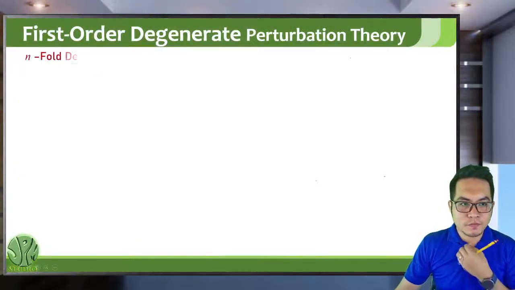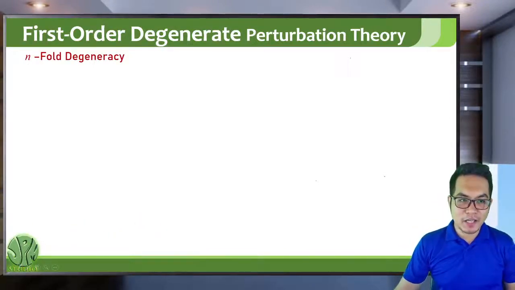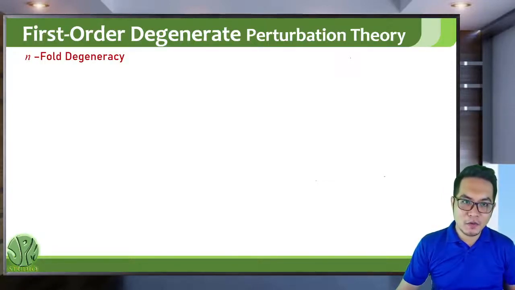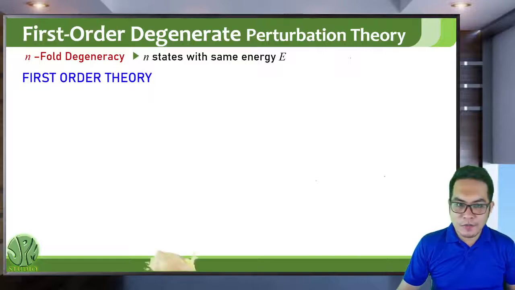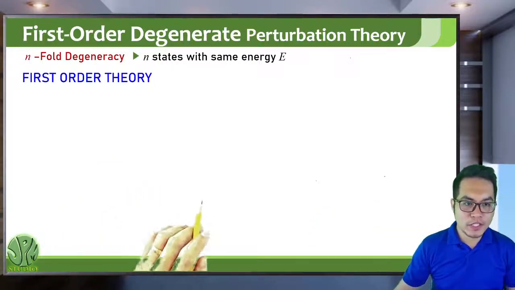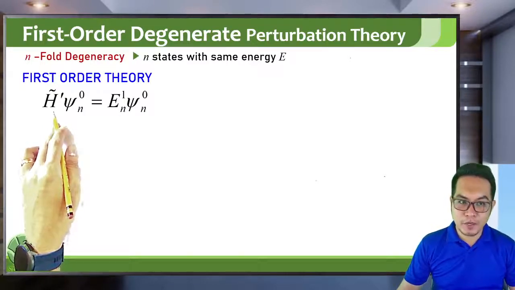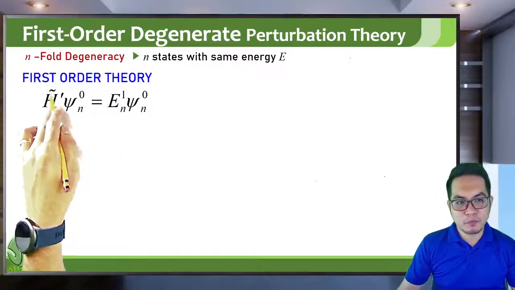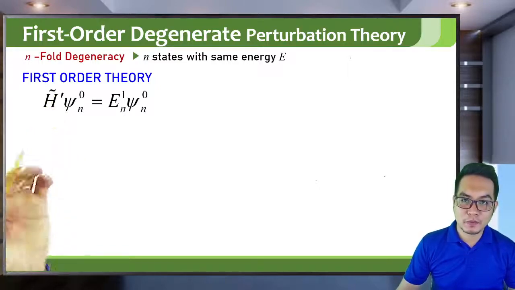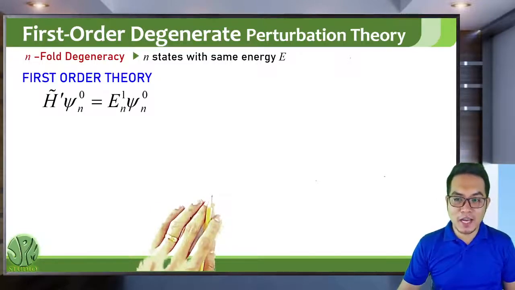So we will consider directly the generic case if you have n-fold degeneracy, wherein there are n states with the same energy En. So from the first order theory equation, which is just an eigenvalue equation for the perturbation operator H prime, it's given by this one. You will notice that we put a wavy symbol here to signify that we are representing our operator as a matrix.